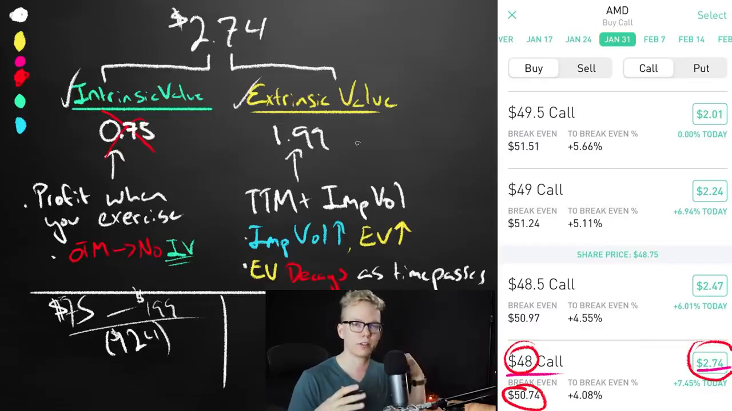If there's higher volatility and there's more time, there's a higher likelihood it's going to swing deeper in the money. So it's going to be represented as a more expensive call option.